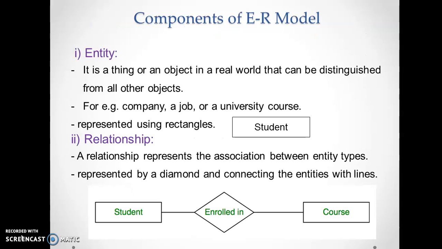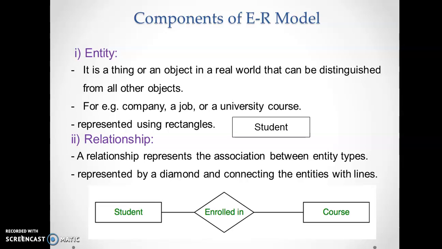Now we will see what are the different components required for designing the E-R model. The first and most important component is entity. Entity is what? It is the object. It is the real world thing, means which you can view. It is a thing or an object in the real world that can be distinguished from all other objects. For example, company, job, university course, person, these are the entities.